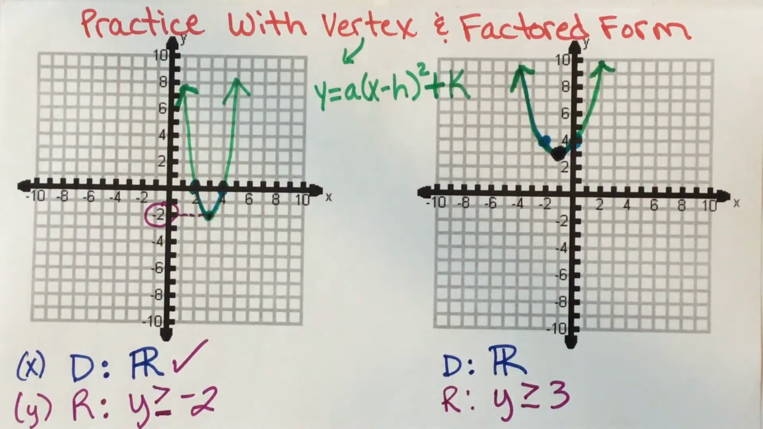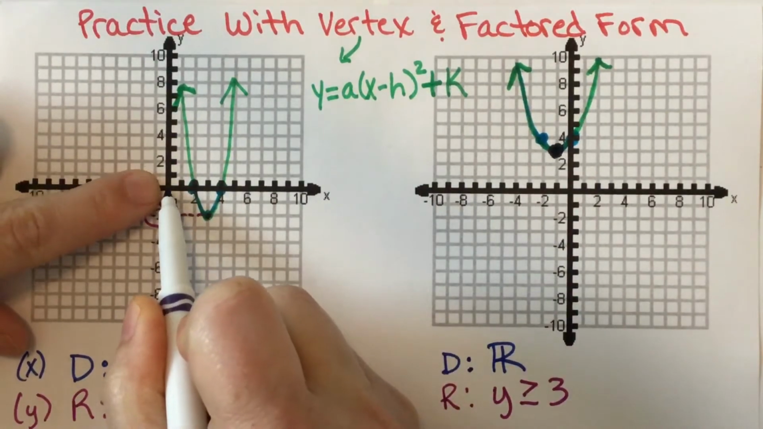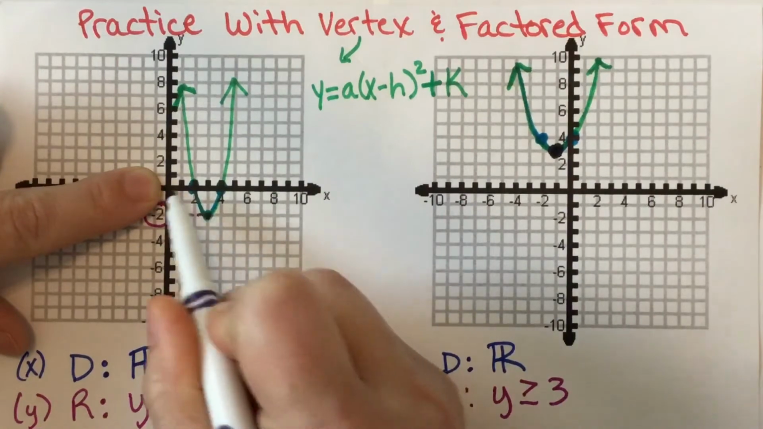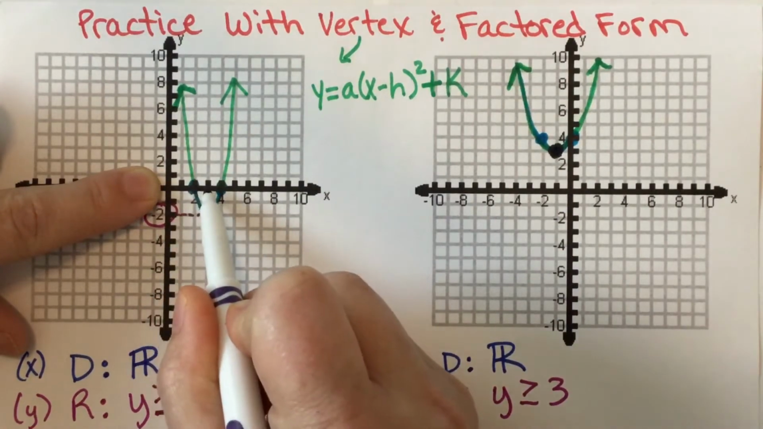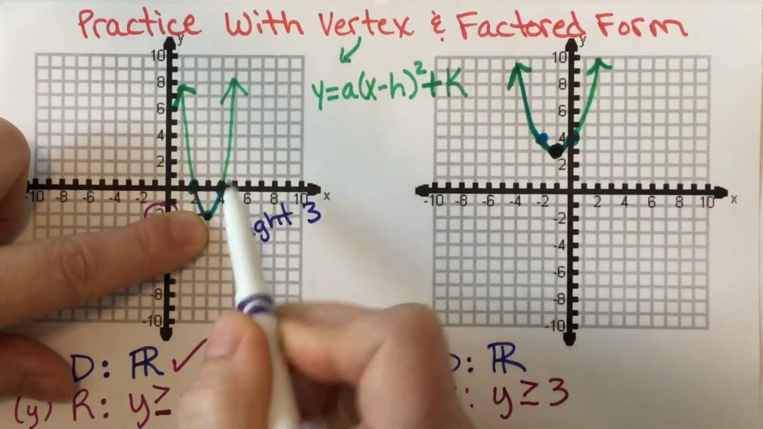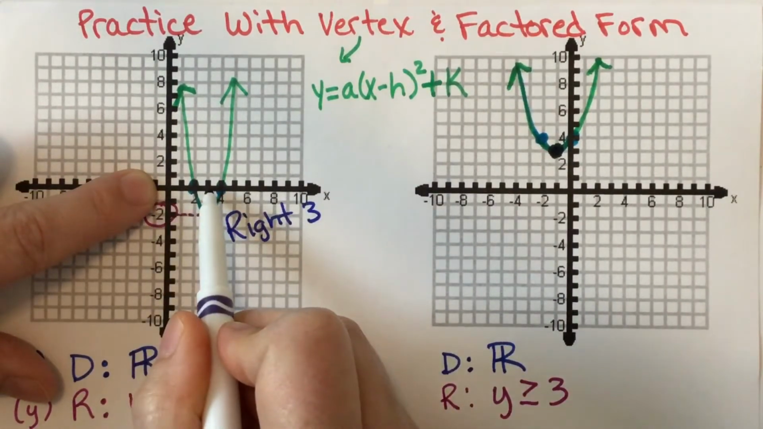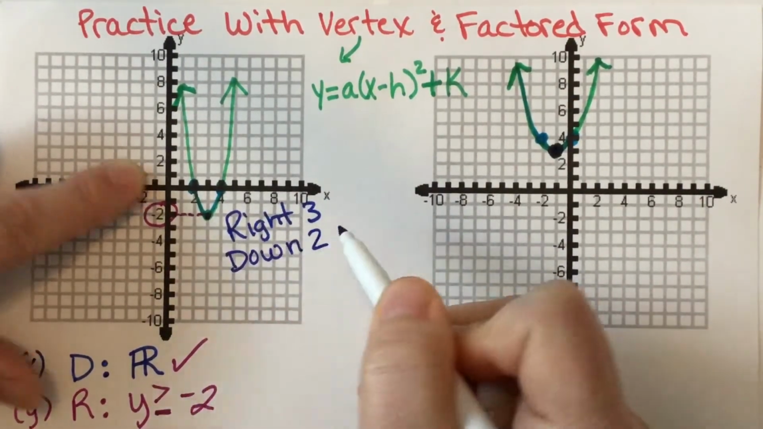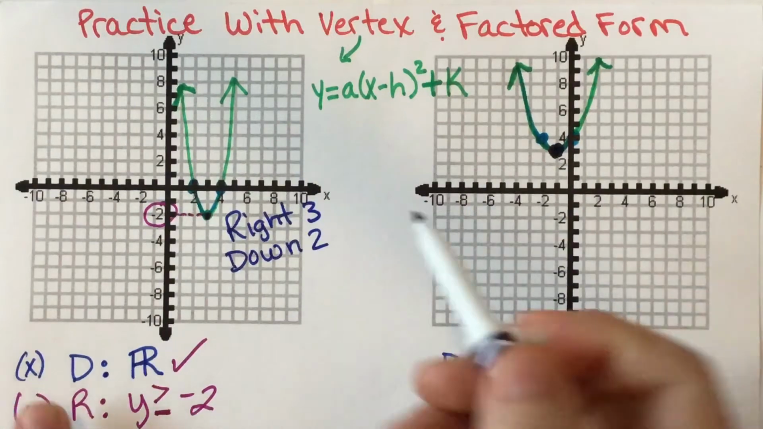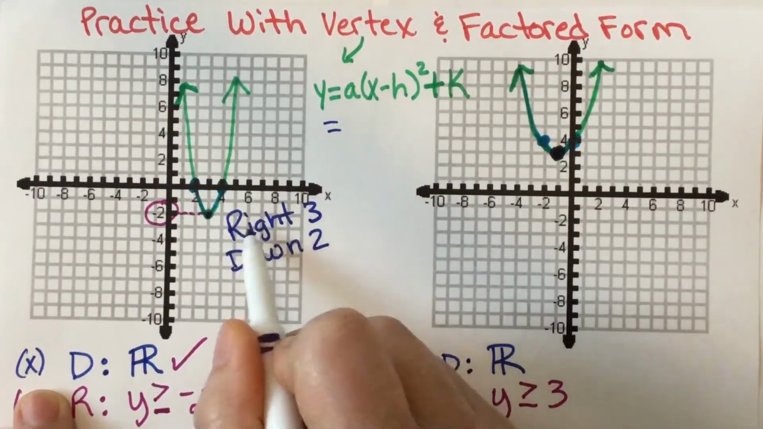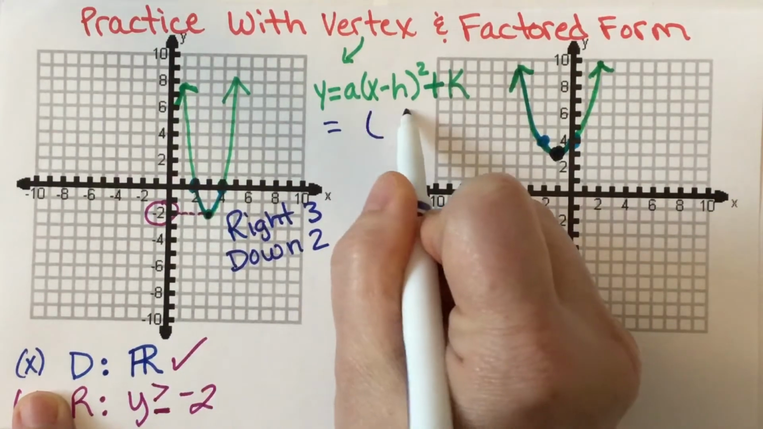All right, so normally the parent function has its vertex right here at 0, 0. So I want to know, how did the vertex get here? So it went right 1, 2, 3. So the vertex went right 3. And it also, besides going right 3, went down 1, 2. So it went down 2. So I want to try to write the equation in vertex form showing that it went right 3 and down 2.